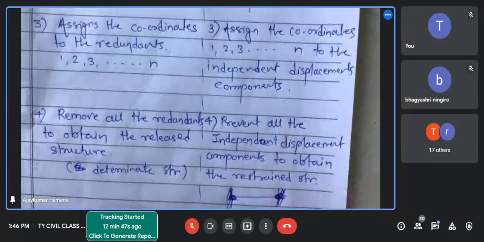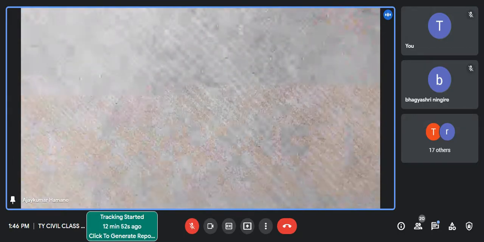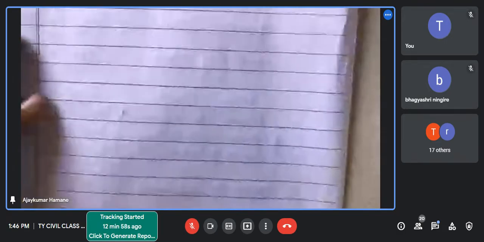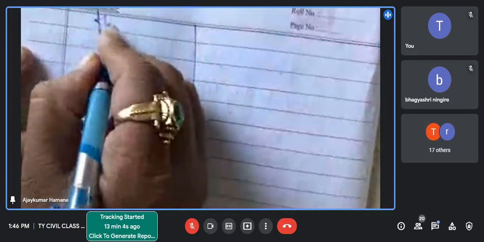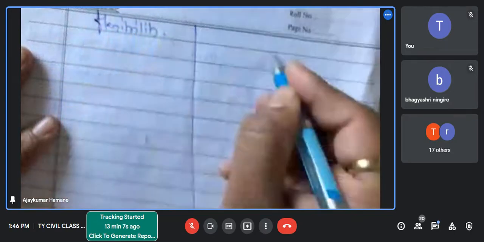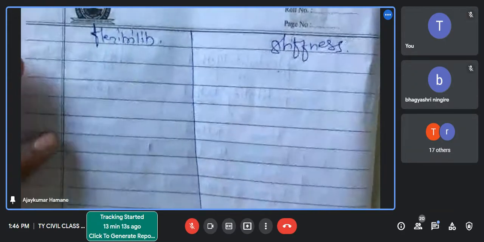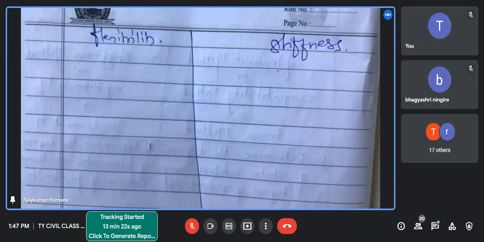Okay, students. Now the next one. This is flexibility, stiffness. If you have any doubts, clarify there itself.